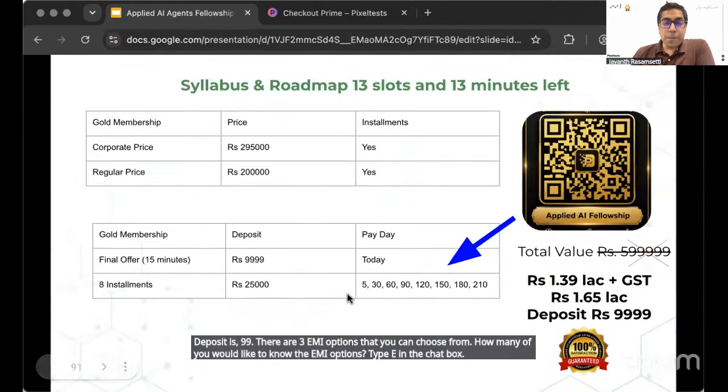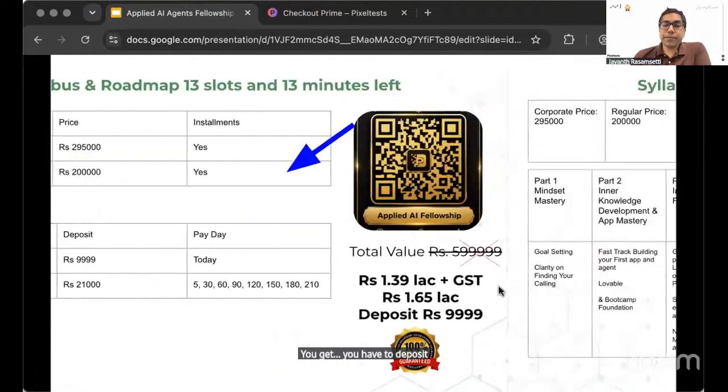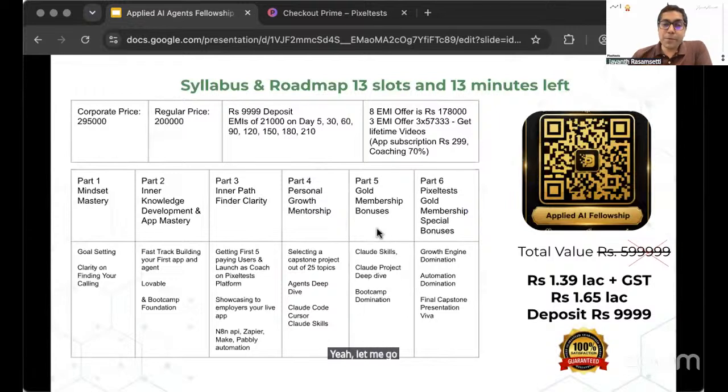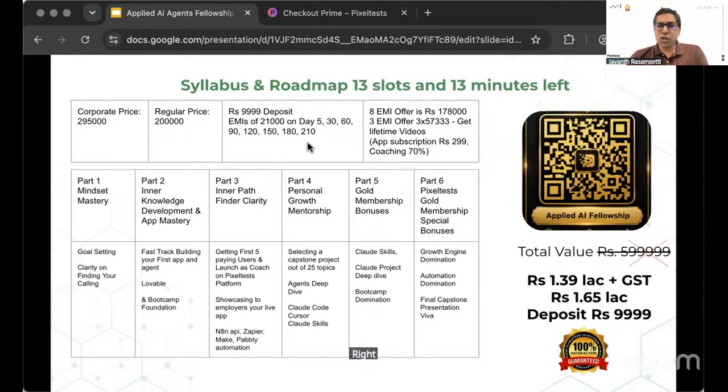Okay, now, when you take the 8-month EMI option, you have to deposit. Let me go here. There are 3 EMI options, right? So when you deposit the 10,000, after that, if you're taking the 8-month plan, the EMIs come down to 21,000, 21,000, 21,000, and so on, right? 21,000 or 10,000. One second, let me do the math once again for you guys.